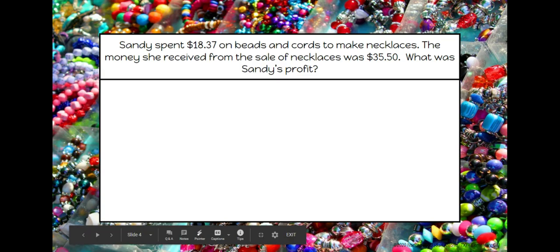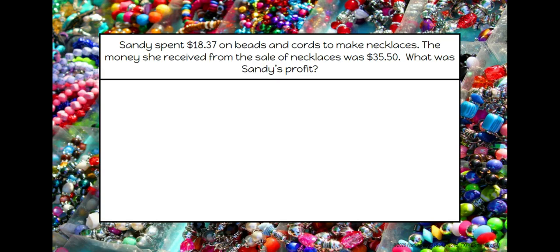We are going to be working through word problems using a strip diagram, and this is going to help you on your practice quiz that you take after this. So this word problem says, Sandy spent $18.37 on beads and cords to make necklaces. The money she received from the sale of necklaces was $35.50. What was Sandy's profit?